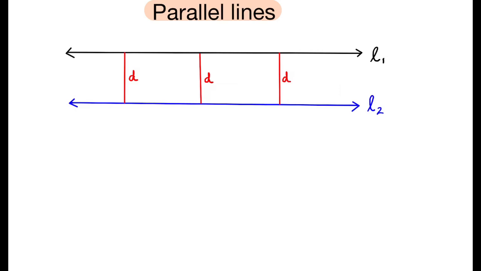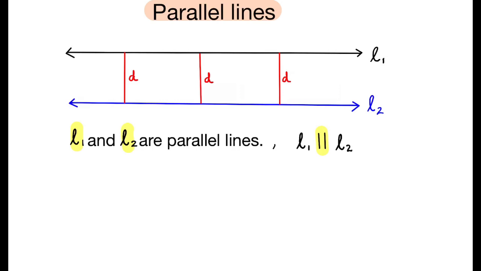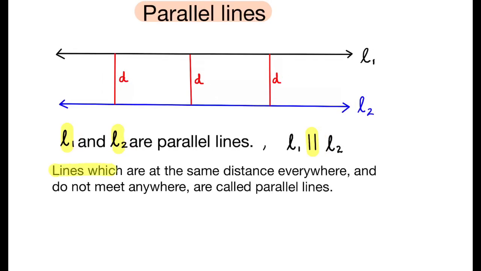Here L1 and L2 are parallel lines. We can write L1 parallel to L2. Lines which are at the same distance everywhere and do not meet anywhere are called parallel lines.